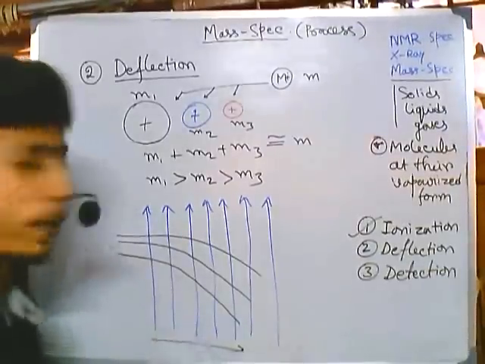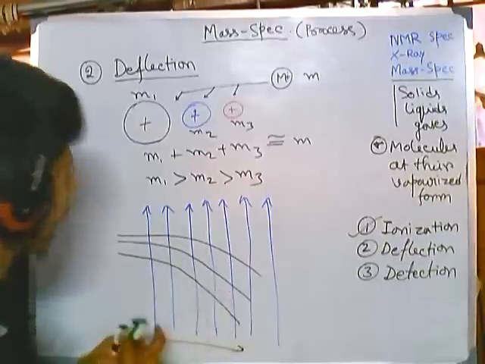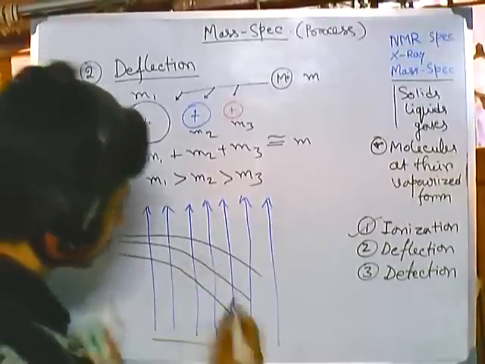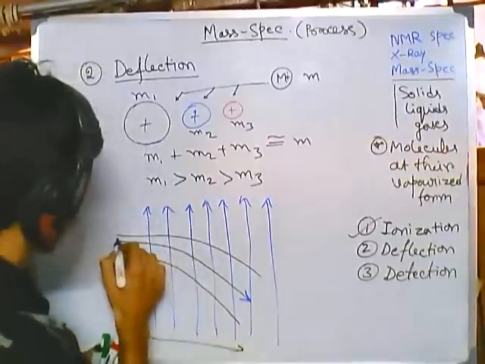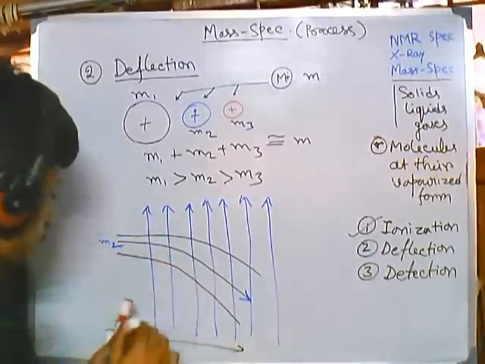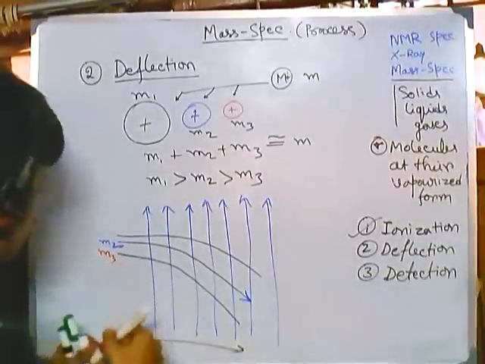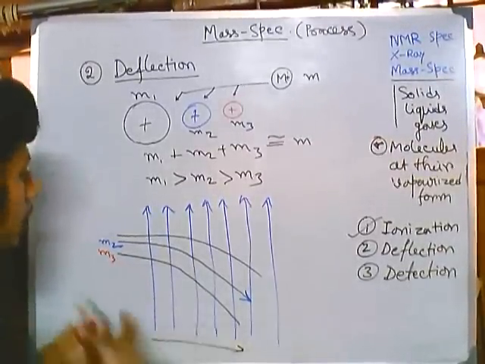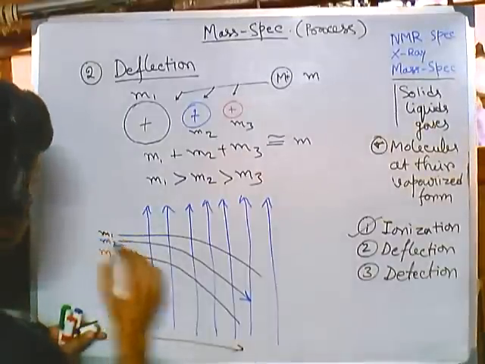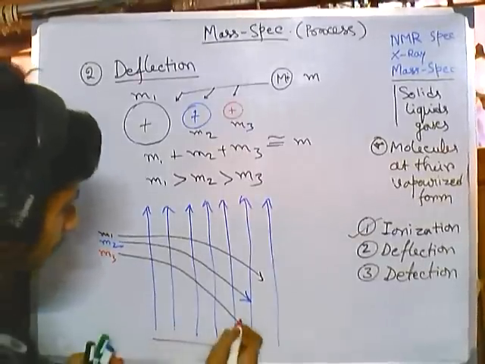So the deflection pattern, sorry, I have drawn everything with the same colors. Anyways, this is M2. I'm changing the color in this case. So this is M3, and this is M1. So you can look at this, how the deflection pattern changes.